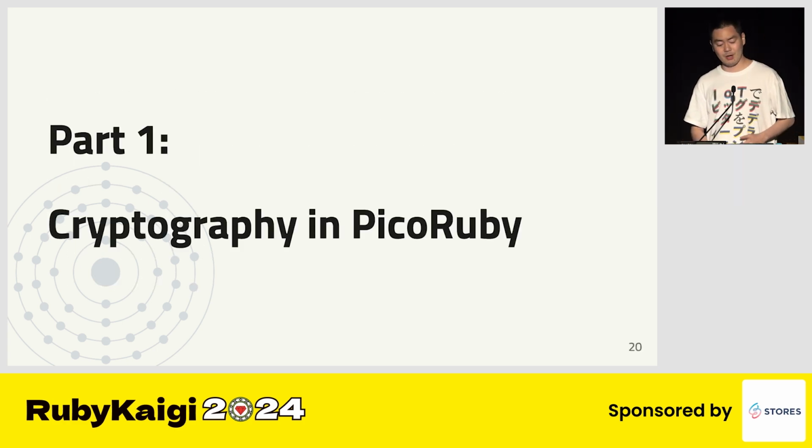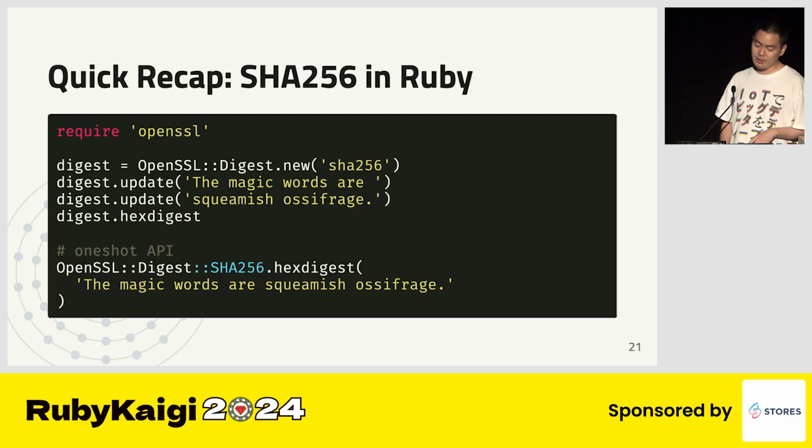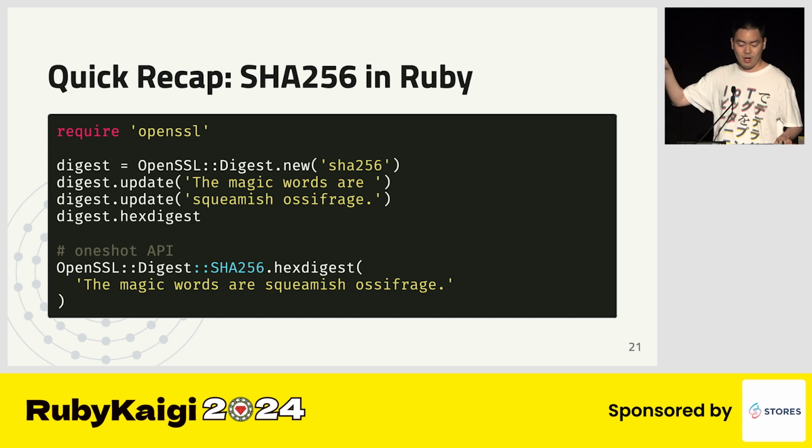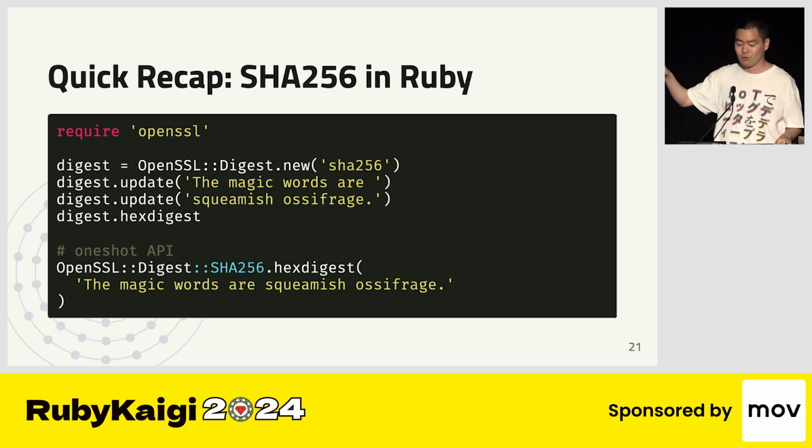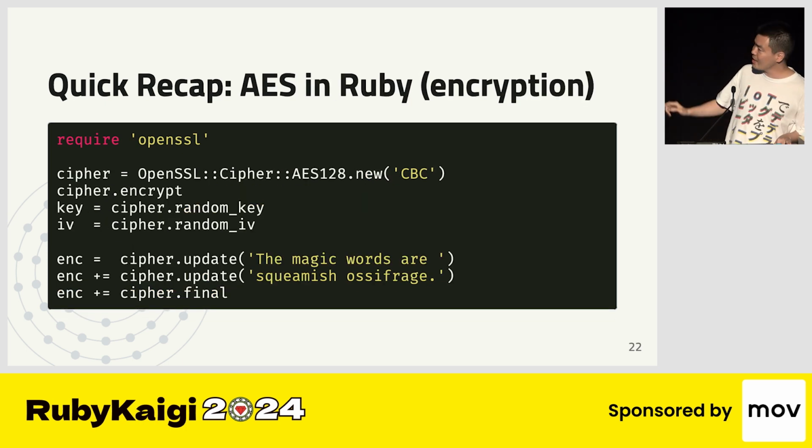So first, let's talk about cryptography in PicoRuby. Quick recap, this is how you do SHA-256 in Ruby. You require OpenSSL gem, you get the instance of digest, then call updates multiple times, then call hex digest, or call the hex digest method of the SHA-256 module, then do the whole thing. And this is how you do symmetric key encryption, AES in Ruby.